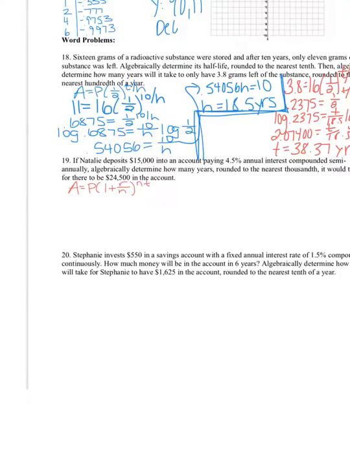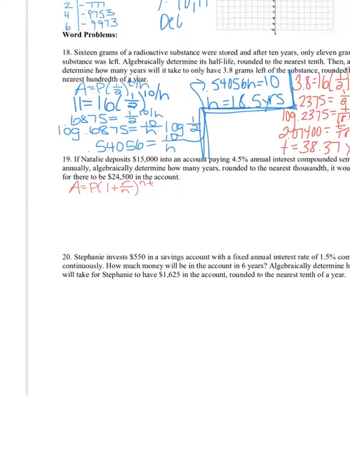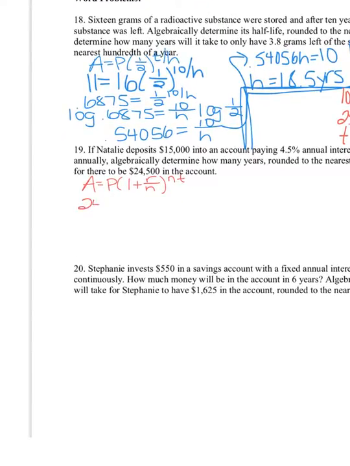So how many years, that's going to be your T variable, which means you have to plug something in for everything else. So A is how much you're ending up with. So we want there to be 24,500 in the account. She started out at 15,000. Then you have 1 plus the rate, you got to move the decimal over, so 0.045 divided by N. N is how many times it's being compounded per year. If something happens semi-annually, it's happening twice a year, raised to the 2T.